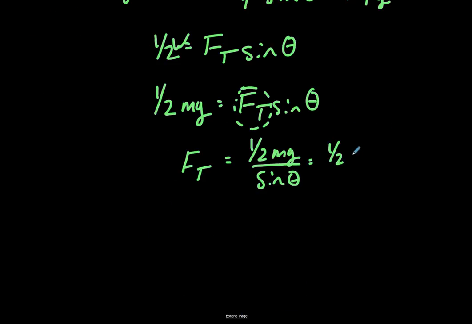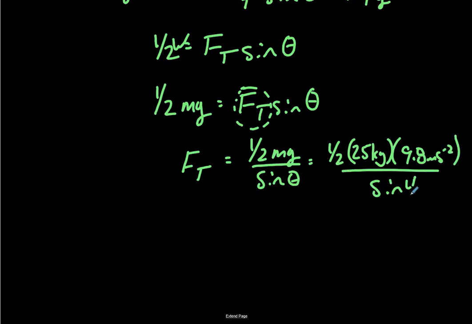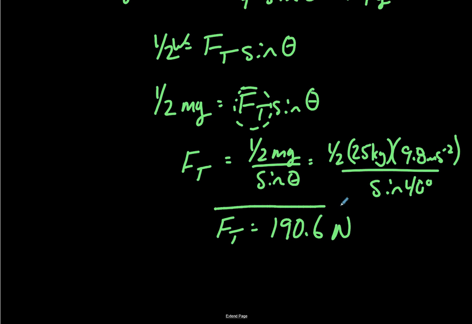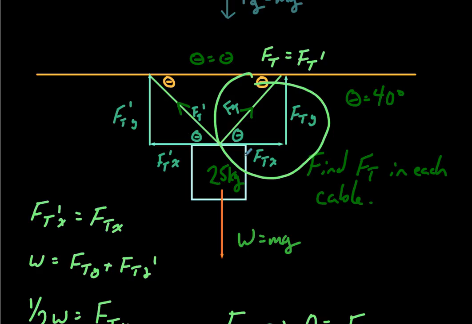Okay, so 1/2, the mass was 25 kgs, times the value of g, 9.8 meters per second squared, divided by the sine of 40 degrees. And the tension then should be equal to, so I get 190.6 newtons of tension in each one of those cables. Okay? So 190.6 and 190.6.